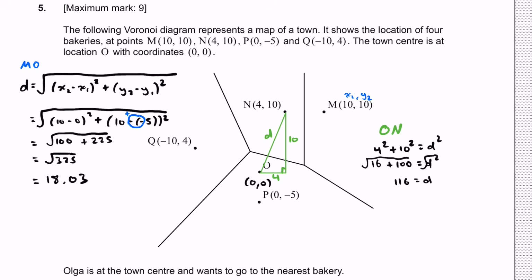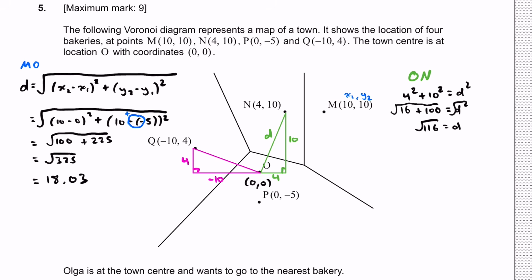So in the end, D is equal to the square root of 116. I want to do that really quick for this last one, right here. Drawing a right angle triangle, and then finding the distance once again. Olga's at 0, 0. That means this is negative 10. This is 4. So working this out for this last one for OQ.